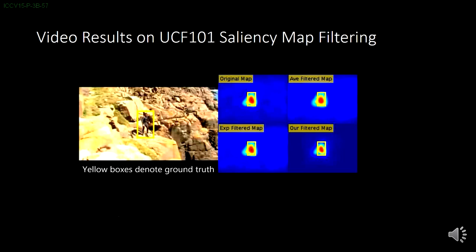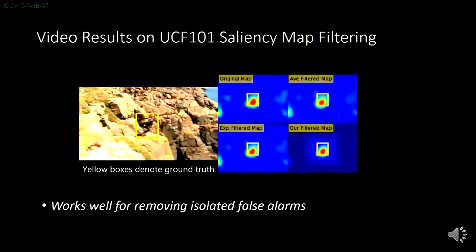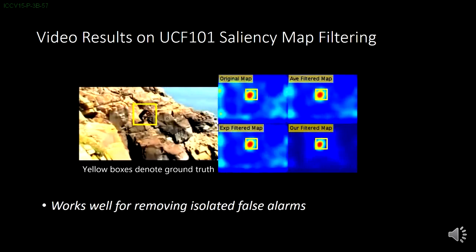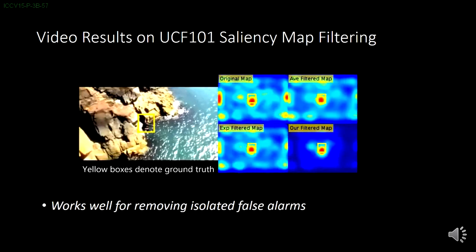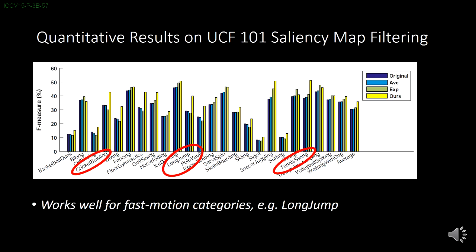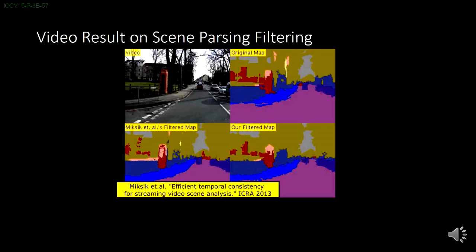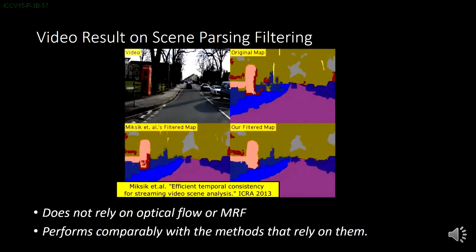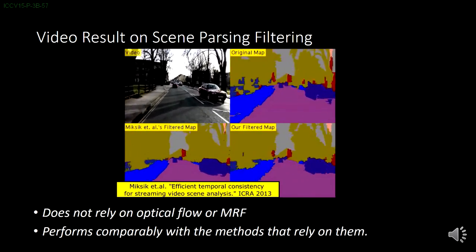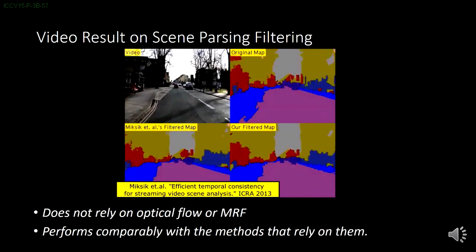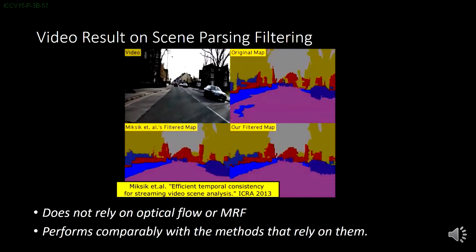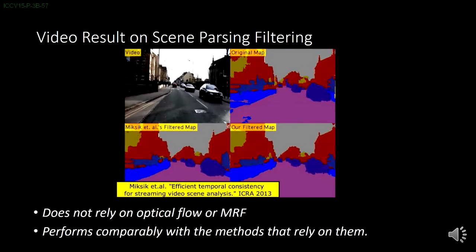In UCF results, it can be seen our method works well for removing isolated false alarms. It can also work well for fast-motion categories such as long jump. Our scene parsing results show that although our method does not rely on optical flow or MIF, it performs comparably to the methods that rely on them.